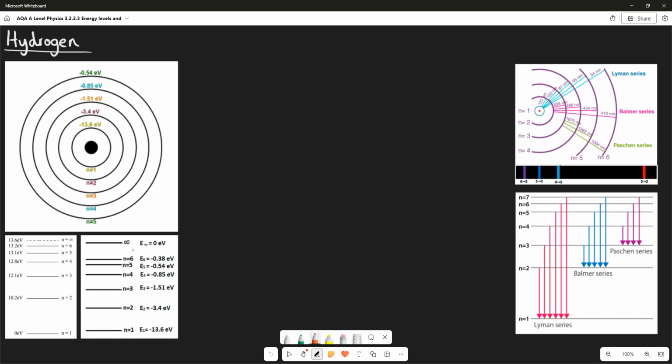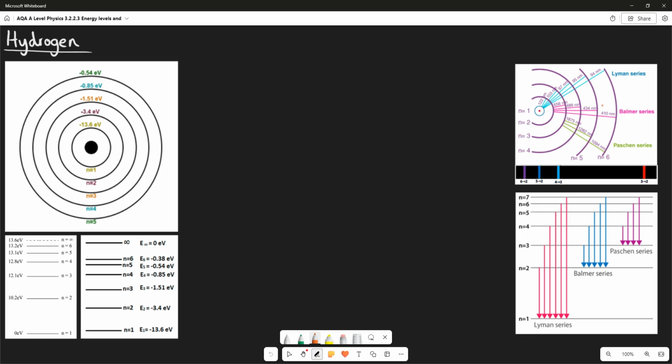You can be presented with either and be asked to calculate the frequencies or the wavelengths of photons that are given out when an electron falls. It might fall straight to ground, or it might go through several steps. Or you might be asked to calculate the energy of a photon that would raise an electron to a higher energy level, like that. If you're dealing with a situation where you've got positive numbers, or you're dealing with a situation with negative numbers, you're just looking at the difference between the energy levels.